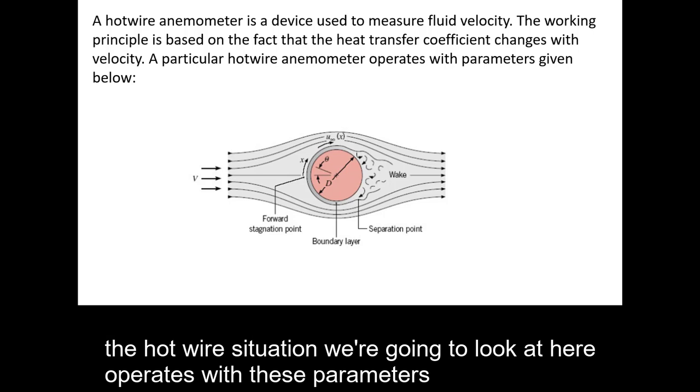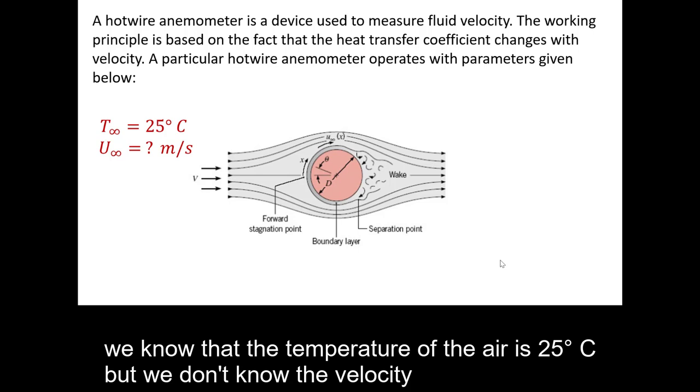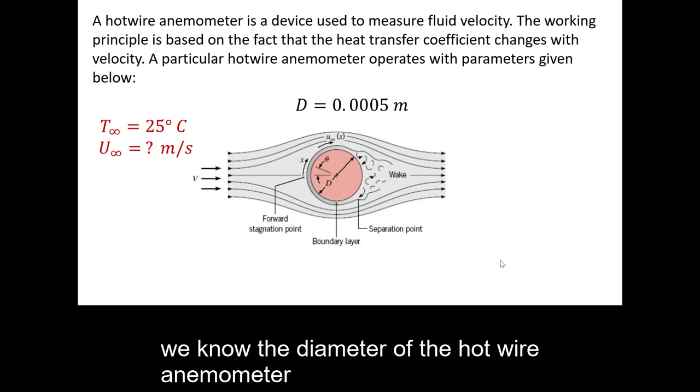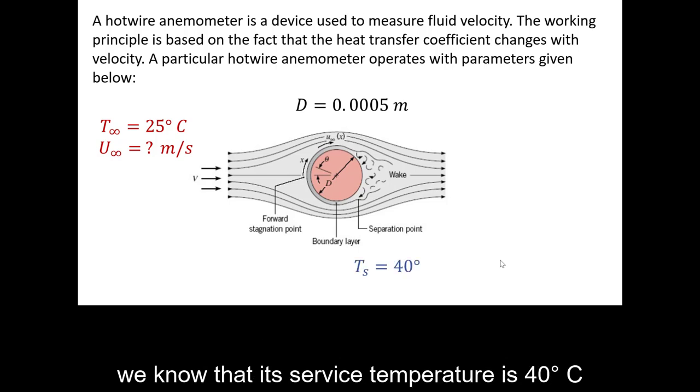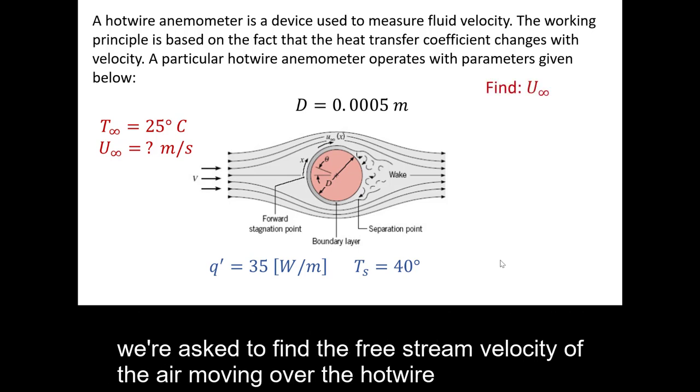The hot wire situation we're going to look at here operates with these parameters. There's air flowing over a hot wire. We know that the temperature of the air is 25 degrees Celsius, but we don't know the velocity. We know the diameter of the Hotwire anemometer. We know that its surface temperature is 40 degrees Celsius. And we know that the heat per unit length of this wire, which is a cylindrical pillar, is 35 watts per meter. We are asked to find the free stream velocity of the air moving over the hot wire.